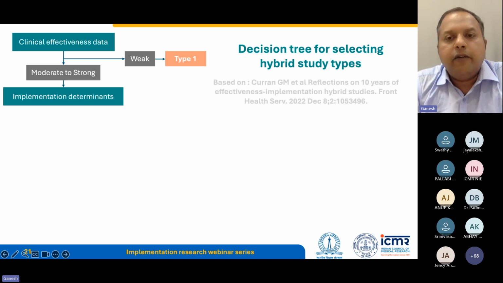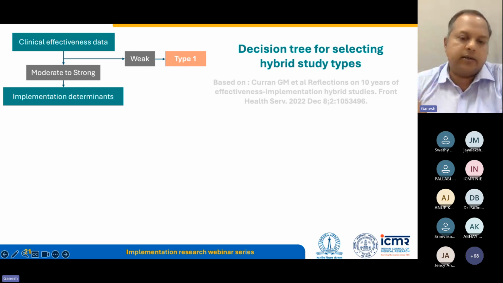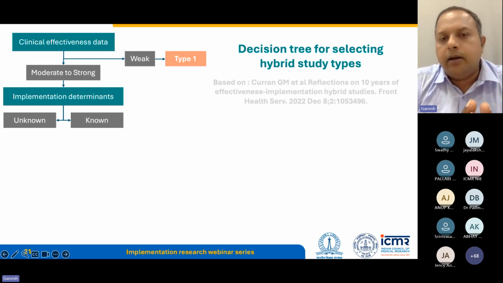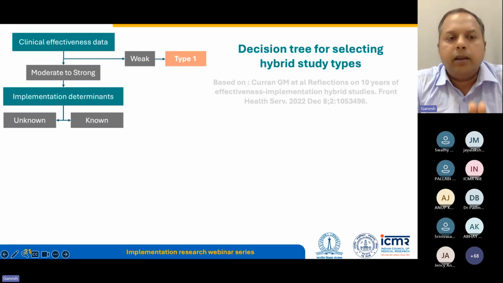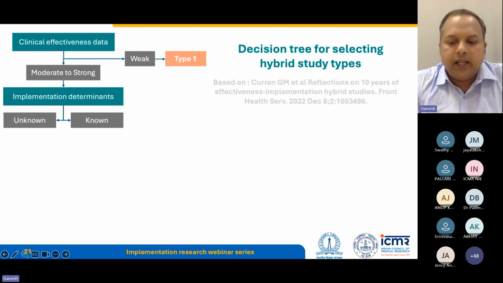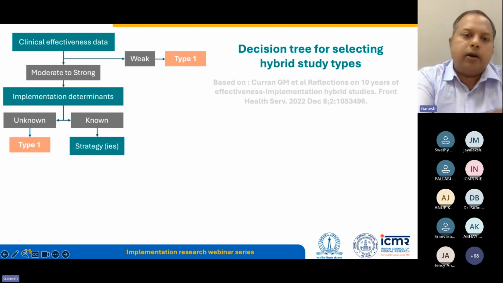In such cases, we need to check on implementation determinants. Do we know about it or not? What I am trying to say is: what are all the important outcomes of this particular implementation research? Do we have a clear idea of what influences or determines the adoption, the adherence, the fidelity of that particular intervention, whether it is known or unknown? If it is unknown, then we need to do a type 1 hybrid trial.